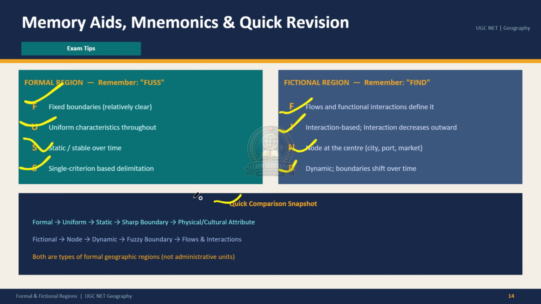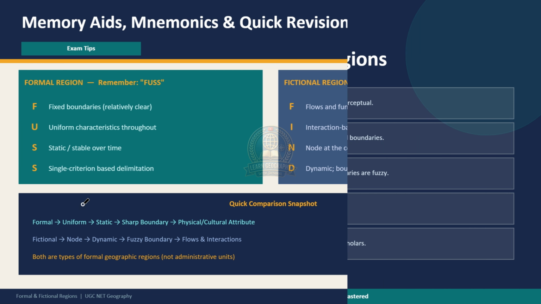Okay, quick comparison snapshots. Formal: uniform, static, sharp boundary, physical and cultural attributes. Functional: nodal, dynamic, fuzzy boundary and flow interaction. Both are types of geographical regions, not administrative units.